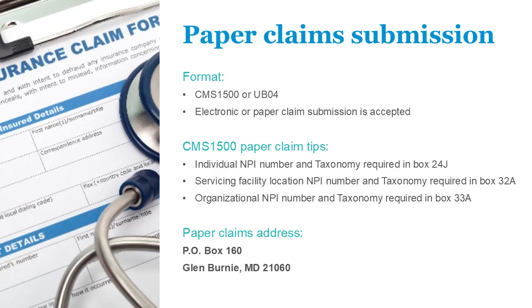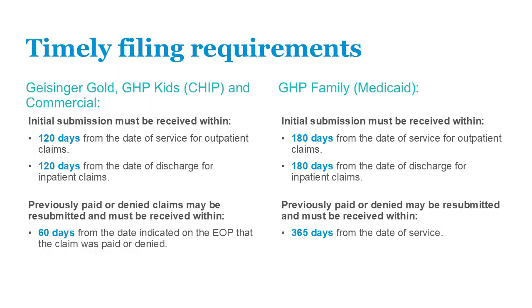NPI numbers and taxonomy at the individual, facility, and organizational level are always required. Providers must adhere to the timely filing guidelines for claim submissions. Geisinger Health Plan must receive all claims within 120 days of the date of service.